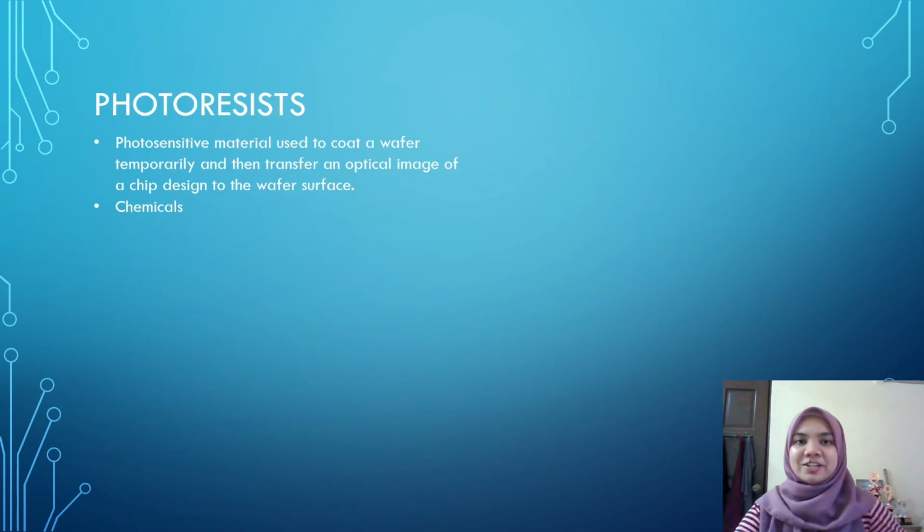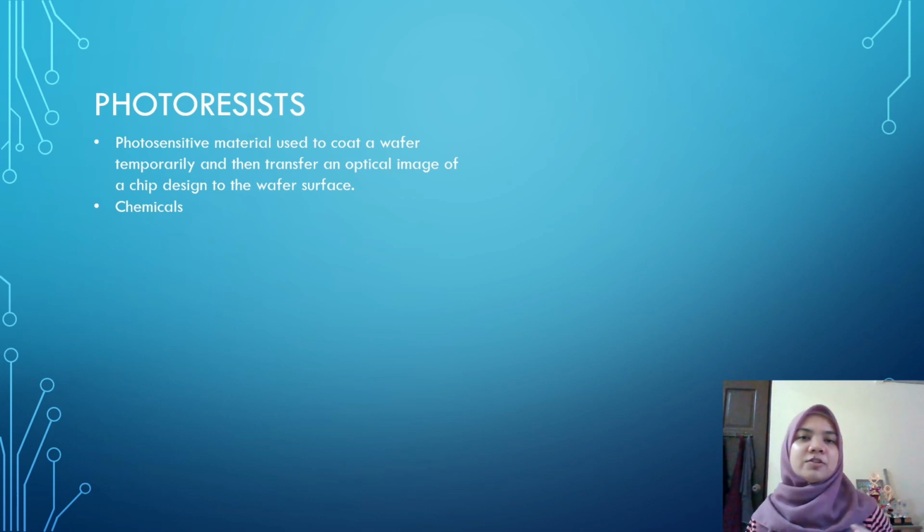Next, I'll introduce you guys to photoresist. Photoresist is a photosensitive material used to coat a wafer temporarily and then transfer an optical image of a chip design to the wafer surface. In short, photoresist can be understood as the silicon's protector from the UV light while the pattern is created.